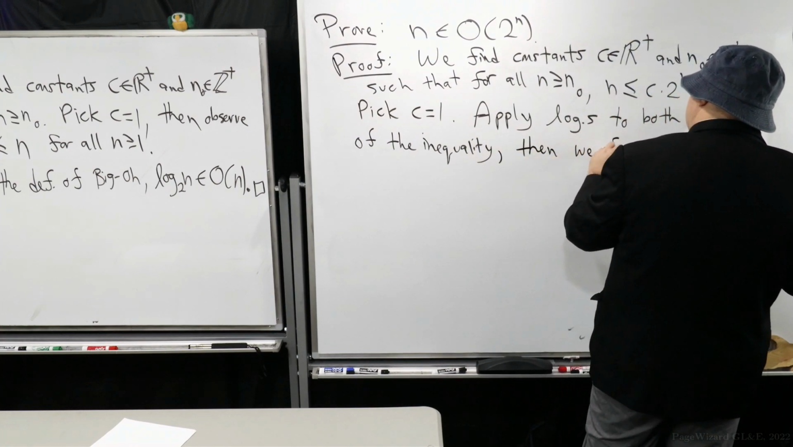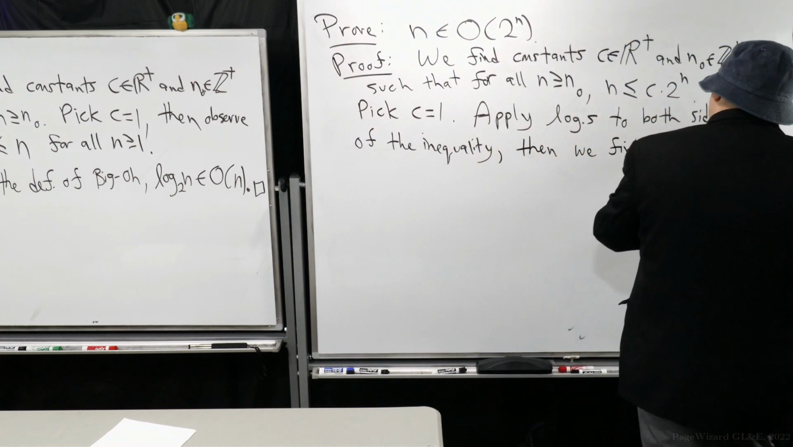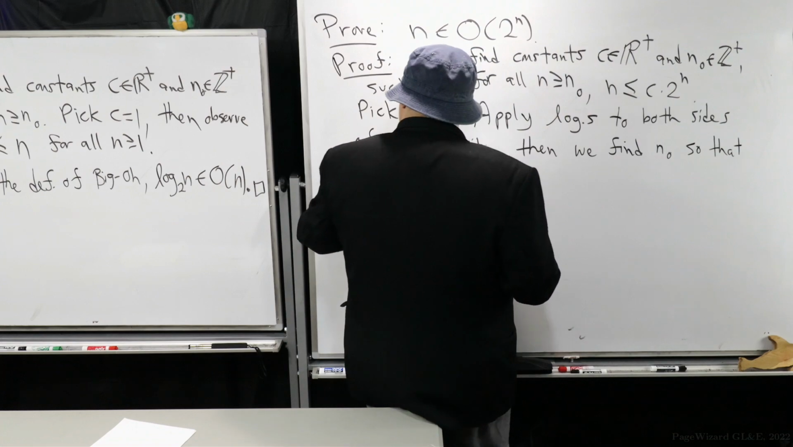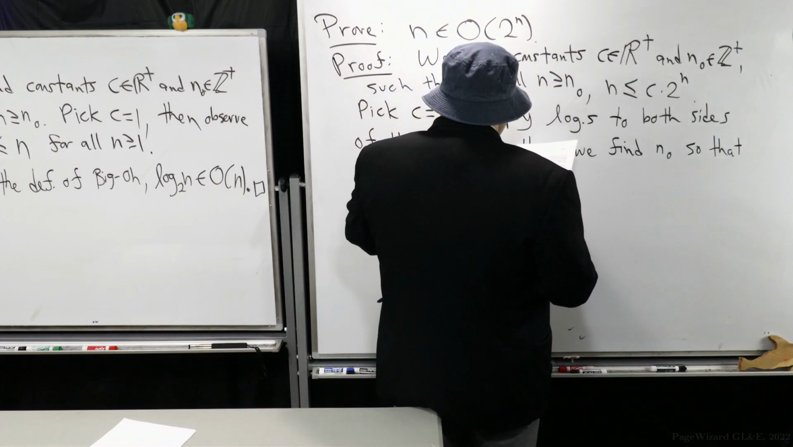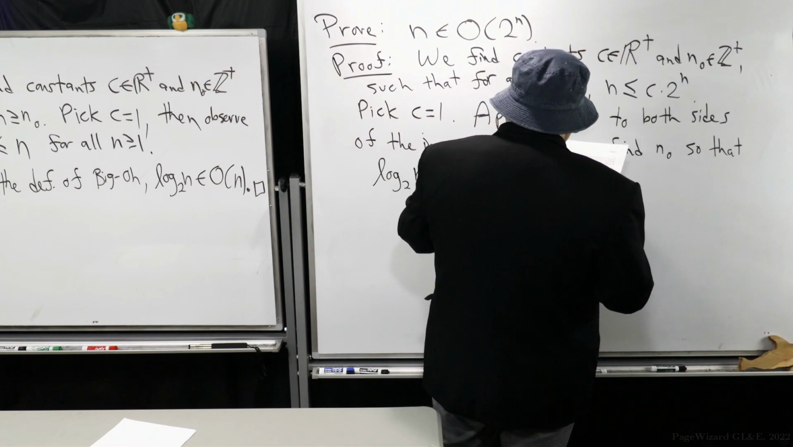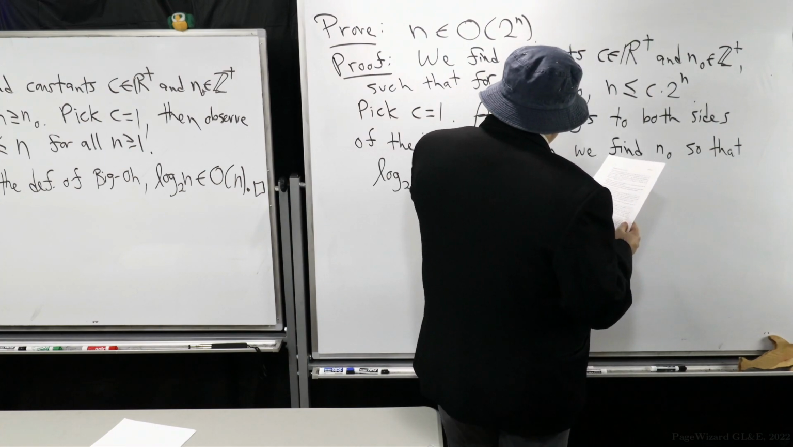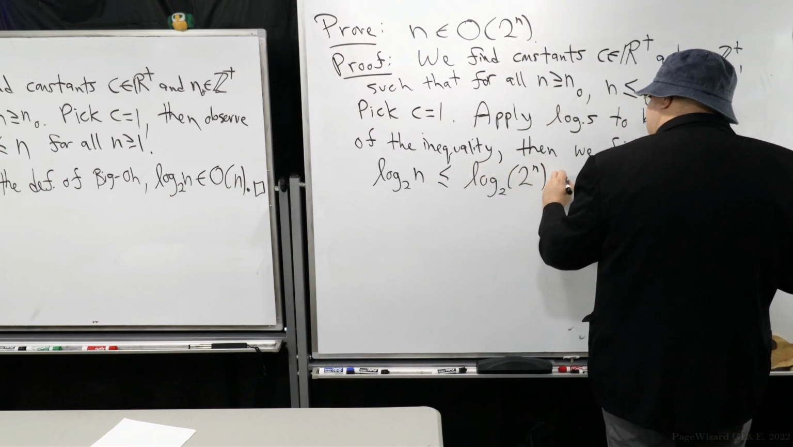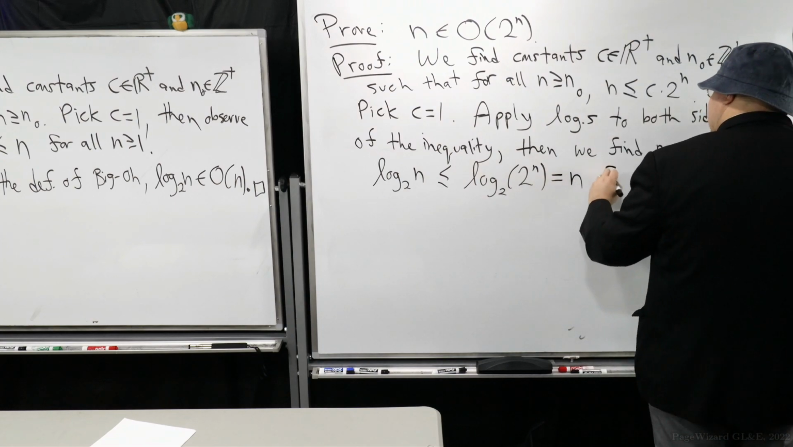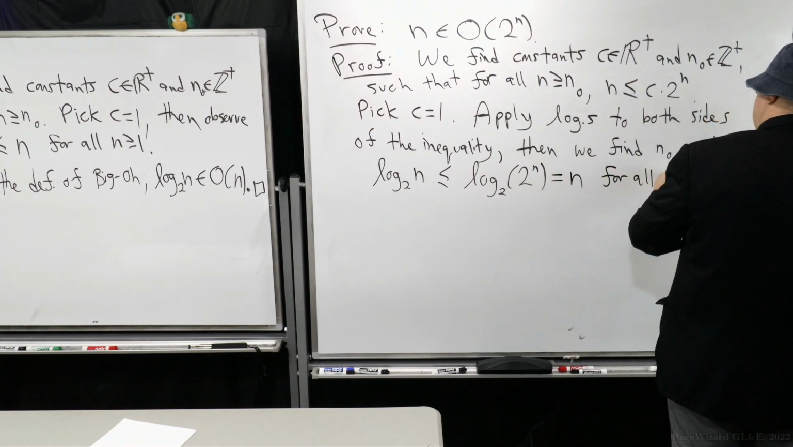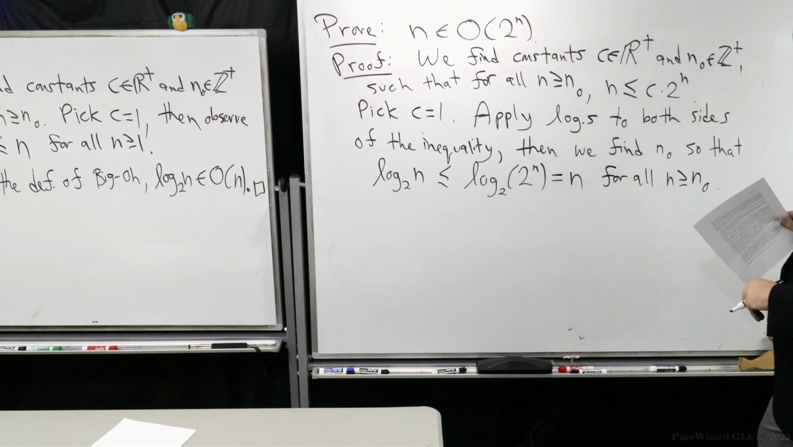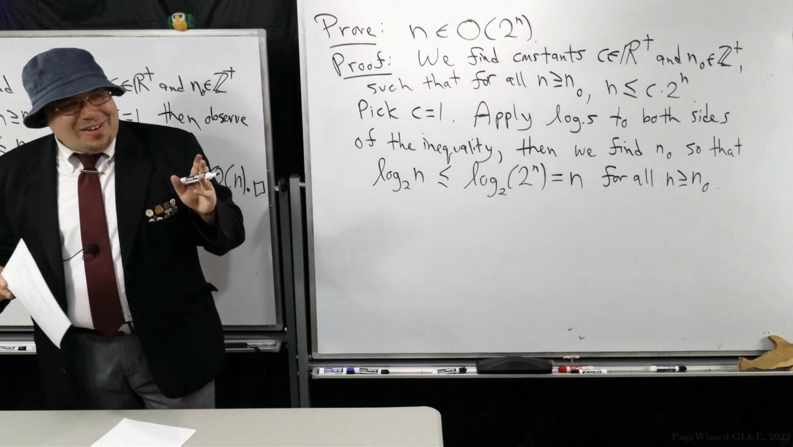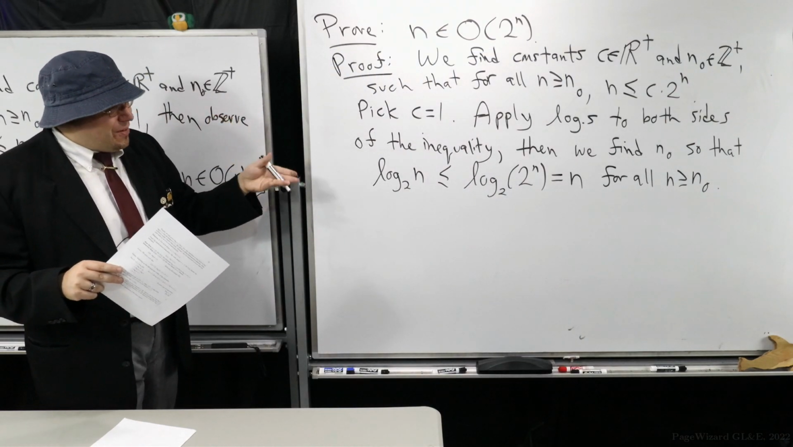Then we find n0 so that log base 2 of n is less than or equal to log base 2 of 2 to the power of n. What's this? Well, the power rule says you can pull this n out front, and then we have log base 2 of 2, which is equal to 1, right? This has to be found such that it's true for all n greater or equal to n0. But look, we already proved this, right? We already know that log base 2 of n is less than or equal to n for all n greater or equal to 1.